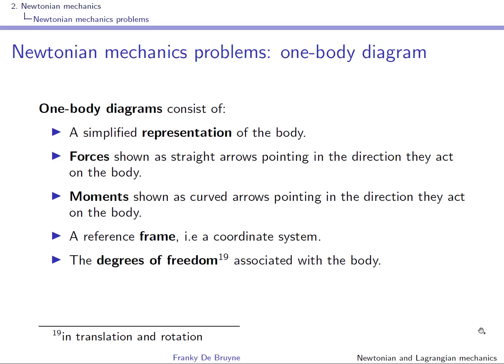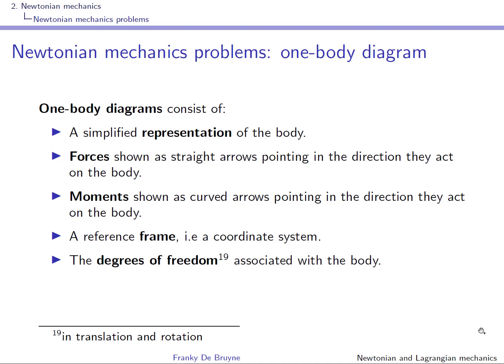Okay, now we'll talk about the more traditional and systematic way to obtain a model using Newtonian mechanics, and it's based on what is called the one-body diagram. As the name suggests, you have to make a representation of this one body, and you add the forces pointing in the direction they act on the body. You also put the moments, and usually you use curved arrows indicating the way in which the torques, or moments, are acting on the body.